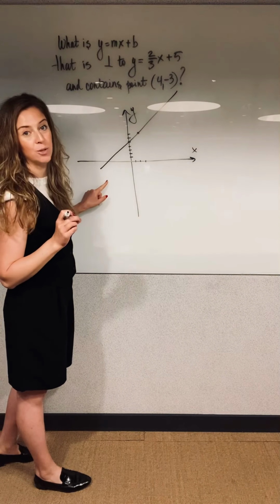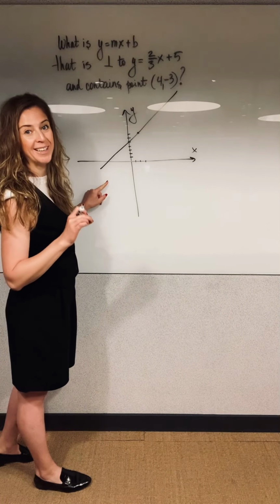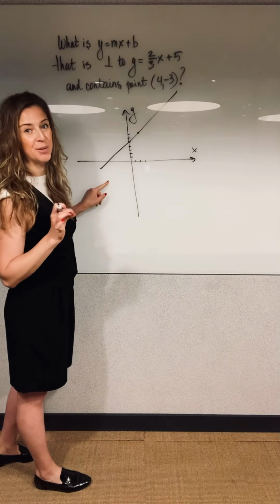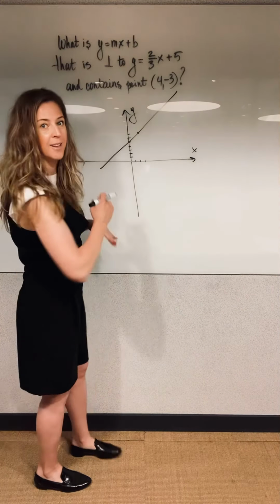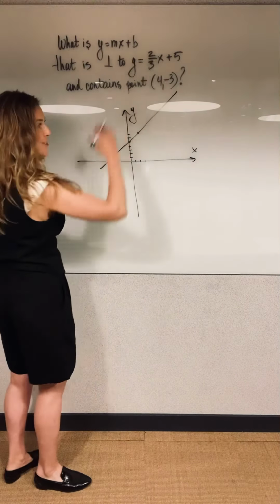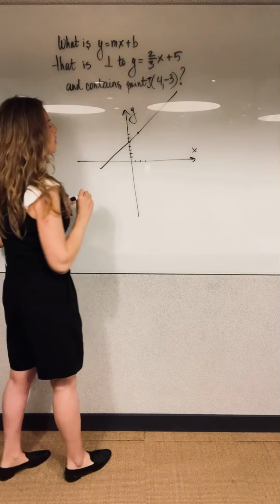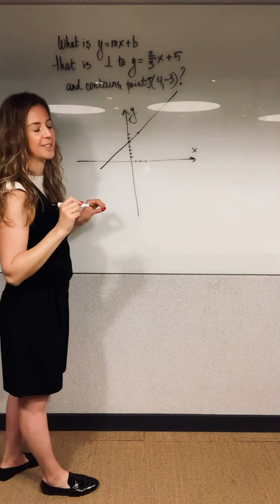So now what do we need to do? We need to find an equation of a line that is perpendicular to this line. But there is an infinite number of lines that are perpendicular, like tick, tick, tick, tick, tick, going to infinity this way and this way. And we have this point (4, -3). Let's call it J.